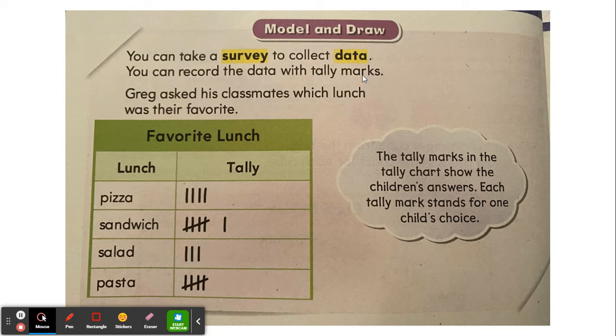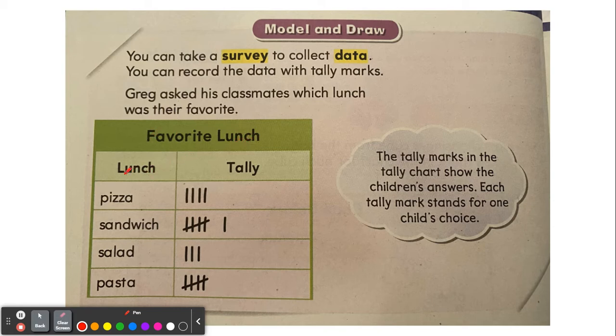So Greg asked his classmates which lunch was their favorite. The tally marks in the tally chart show the children's answers. Each tally mark stands for one child's choice. So let's take a look at these choices and let's see if we can find some totals. So they wanted to know the favorite lunches, so they put the title up here. We always need a title, whether it's for a survey and we're recording the data on a tally chart or on a graph. So this title is important.